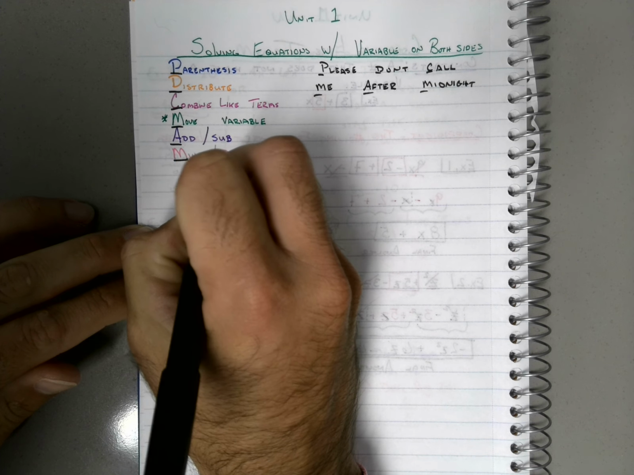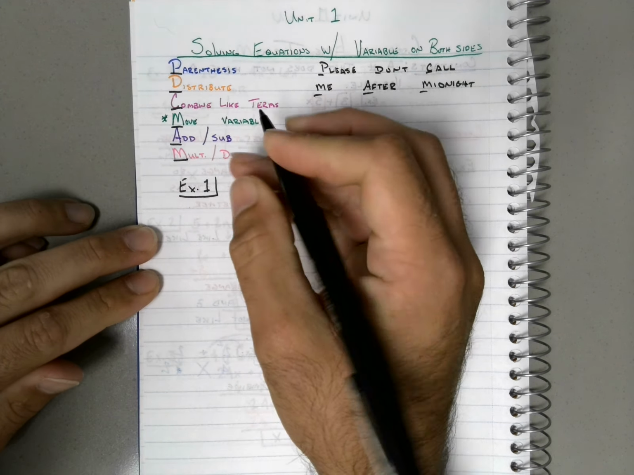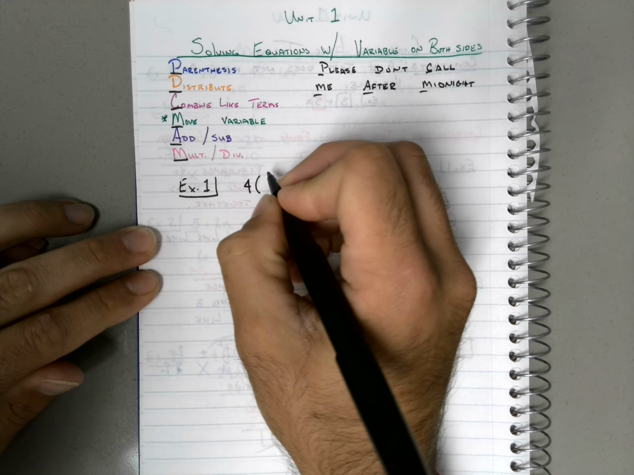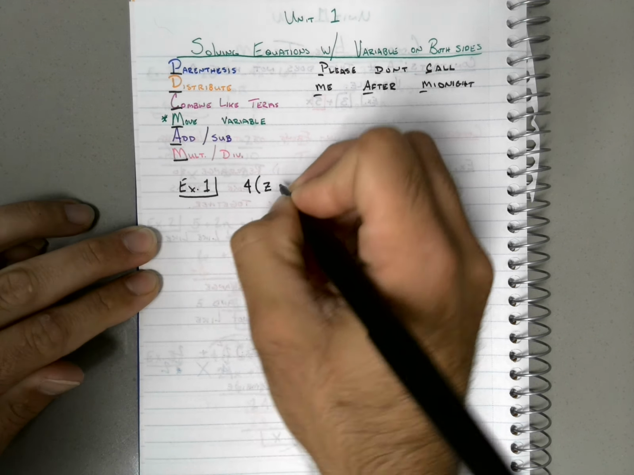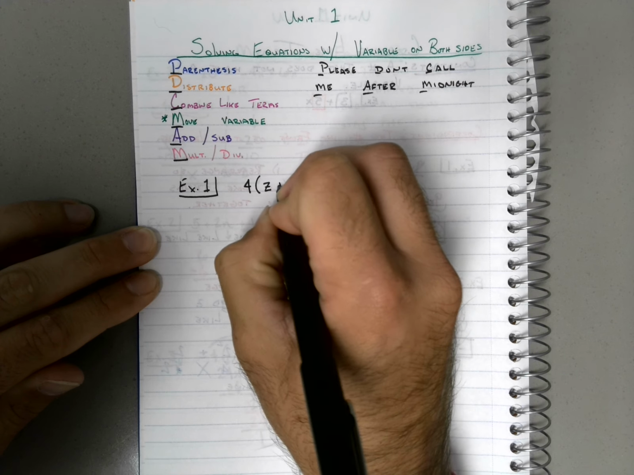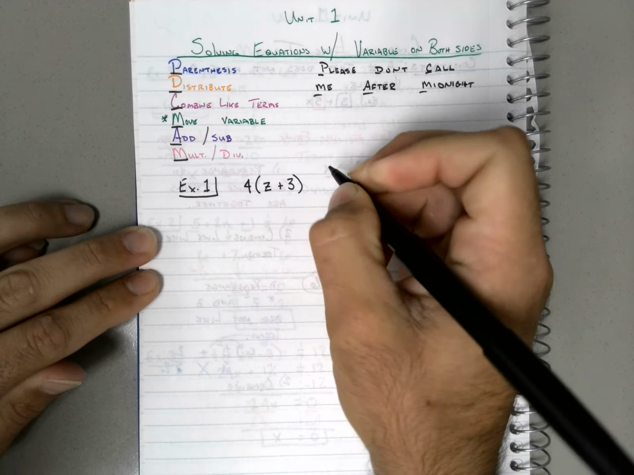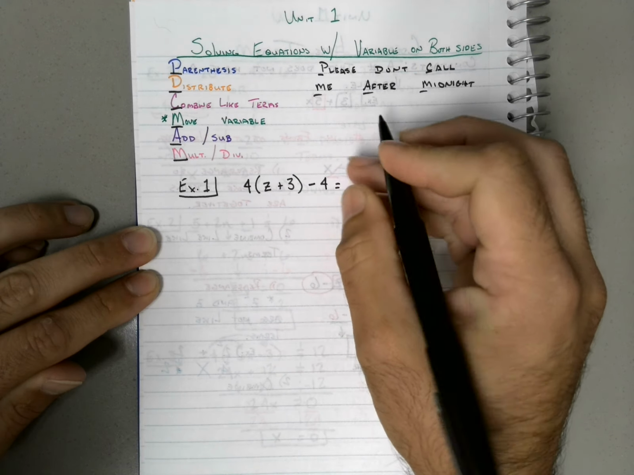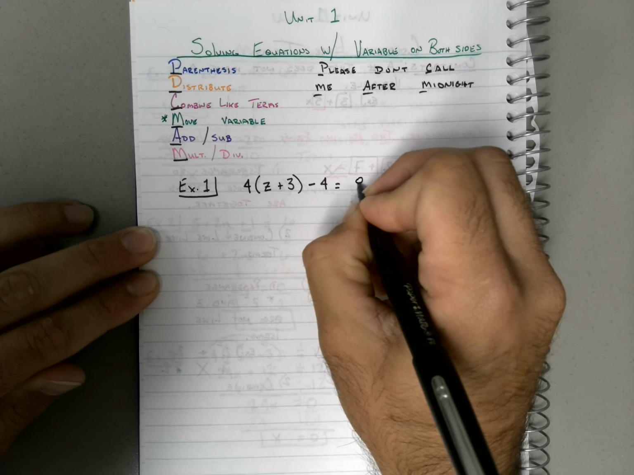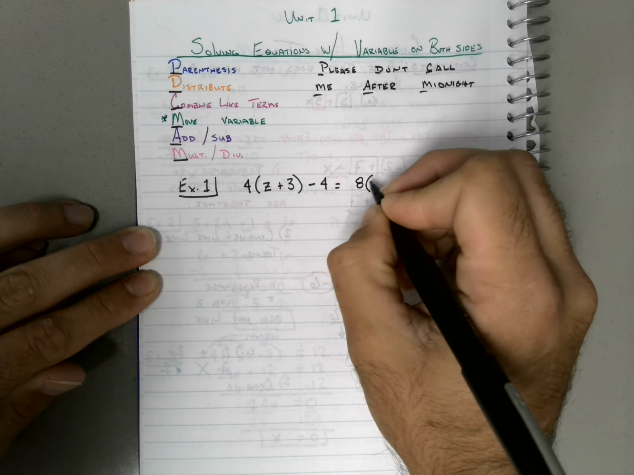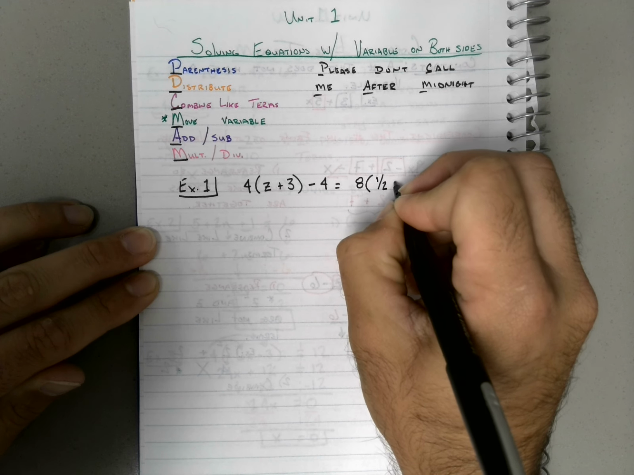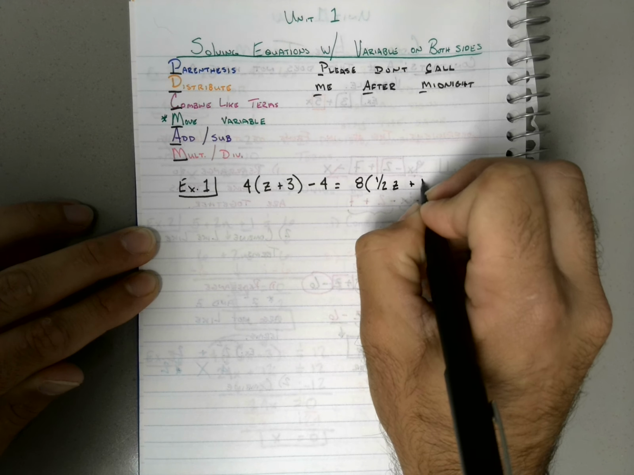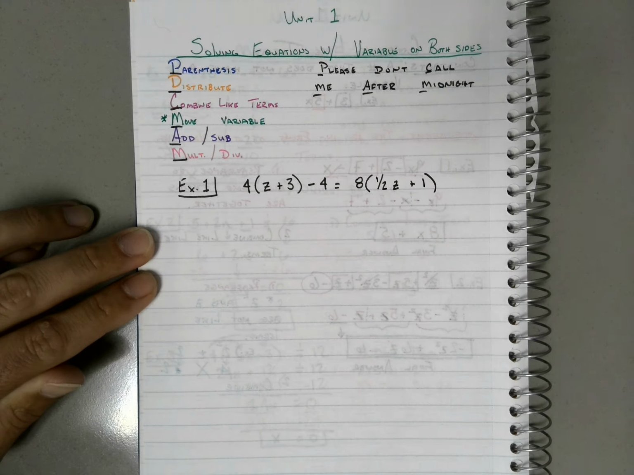Example 1. We're going to have 4 times the quantity of z plus 3, minus 4, equals 8 times the quantity of 1/2 z plus 1. So that's going to be our first example.